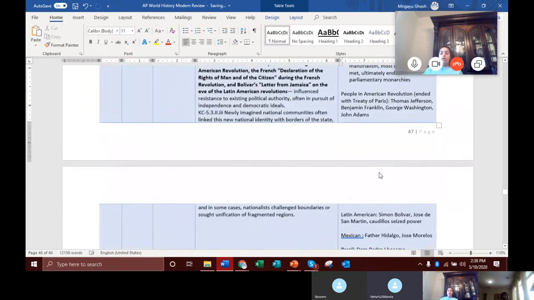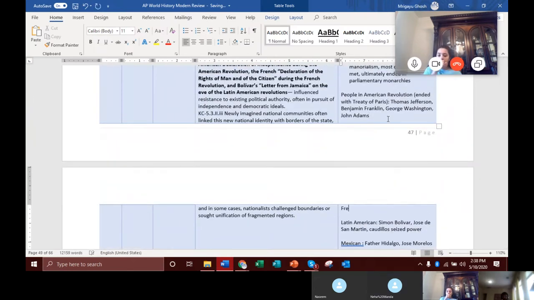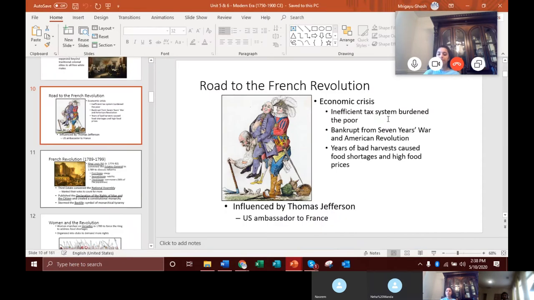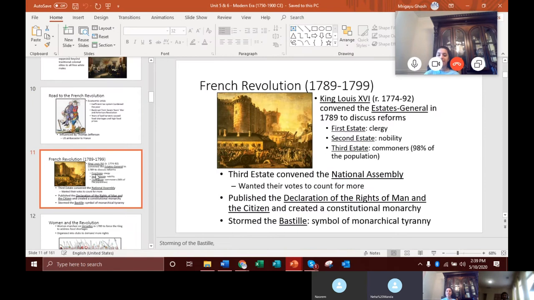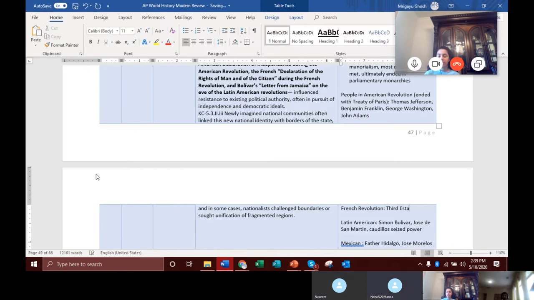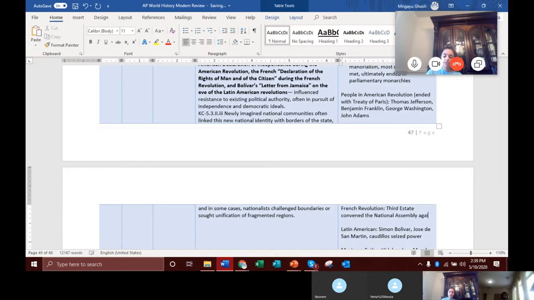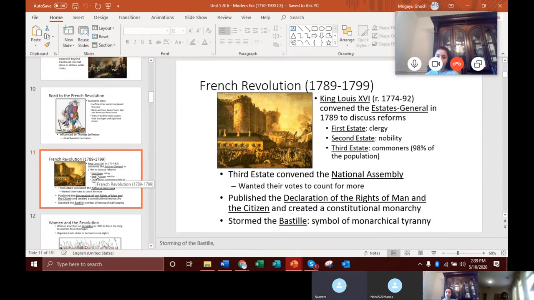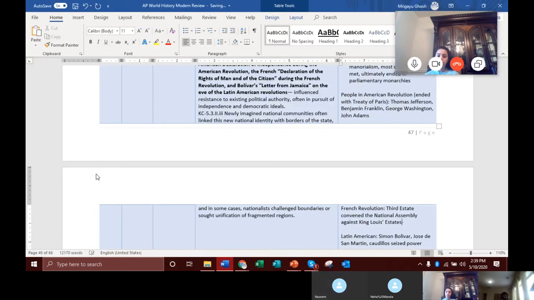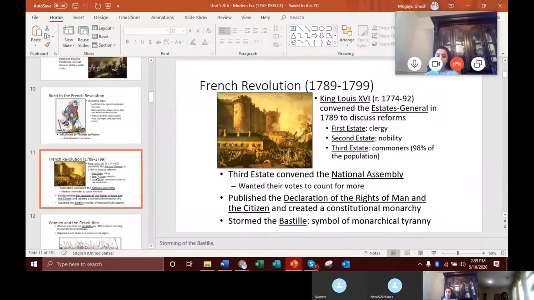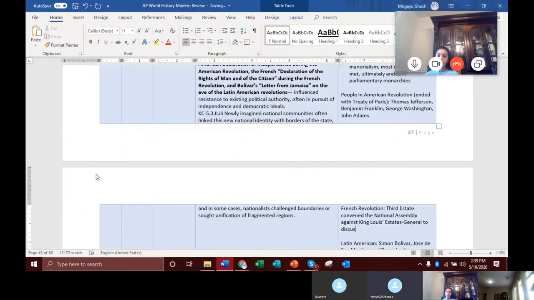French Revolution. I think we need to mention some details about the French Revolution, because otherwise we have nothing to talk about. The best revolution. We have the Third Estate, who convened the National Assembly. This is the thing in this PowerPoint that I know the most about. Against King Louis. Estates General, to discuss reforms.